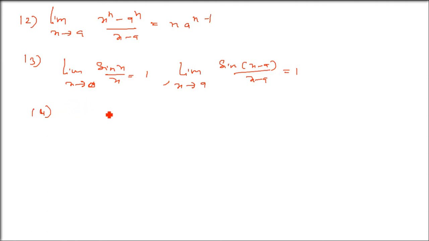Similarly for tan also we have tan x by x, limit x tending to 0, and this is going to be 1. And limit x tending to a, tan(x minus a) by (x minus a) equals 1.